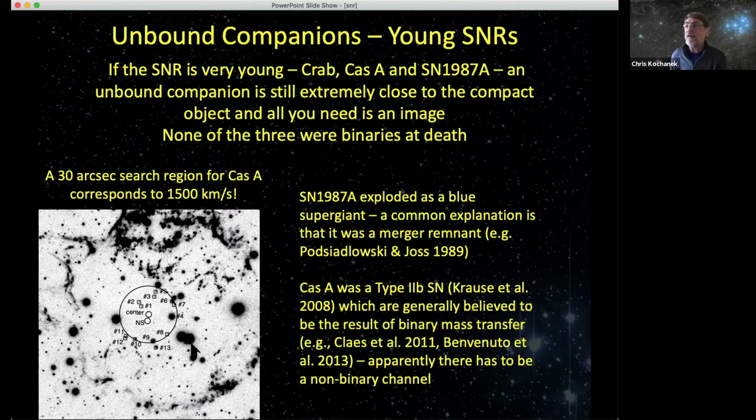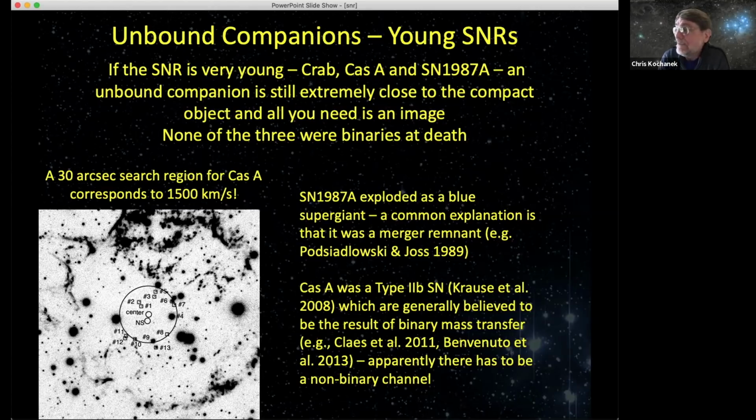This is Cas A again. There's the neutron star. That's the center of the supernova remnant. So the neutron star has drifted a little ways off. This circle, which is about 30 arc seconds, is how far a star could move away from the explosion site at 1,500 kilometers per second. Remember that the typical walkaway velocity was less than 30 kilometers per second. So basically, to limit whether Cas A was an unbound binary, you really only have to look in this little tiny region here. And you can see it's also empty.